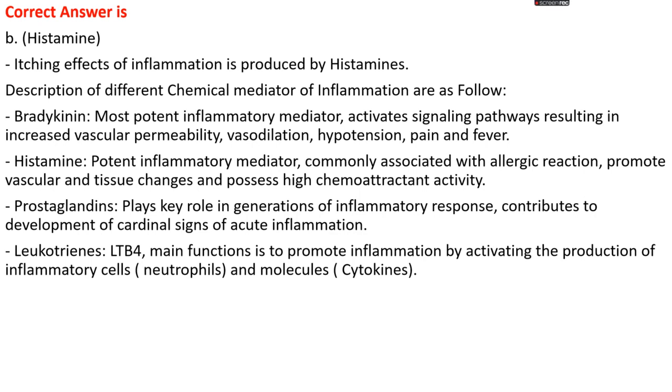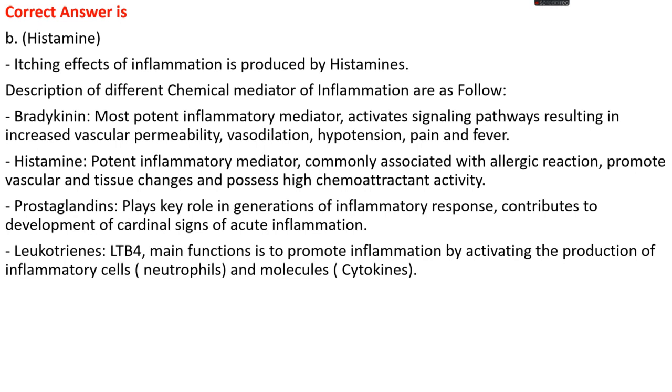First is bradykinin. Bradykinin is one of the potent inflammatory mediators, and it activates a signaling pathway which results in increased vascular permeability, vasodilation, hypotension, pain, and fever. The second chemical mediator is histamine. It is also a potent inflammatory mediator, commonly associated with allergic reactions, and promotes vascular and tissue changes, and also possesses high chemoattractant activity.